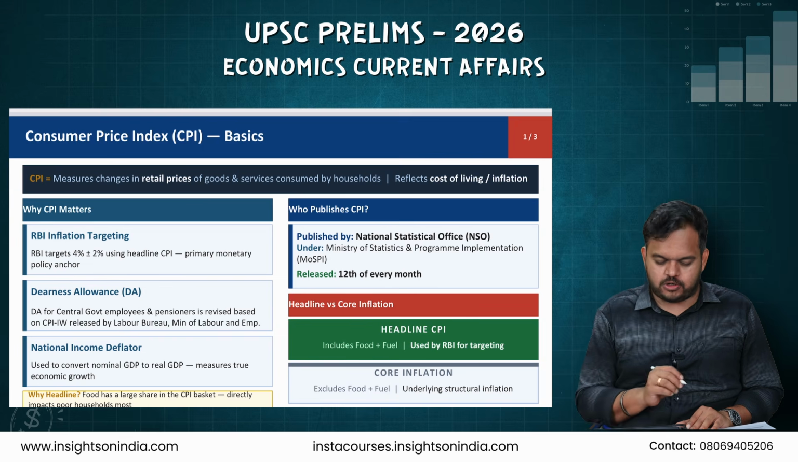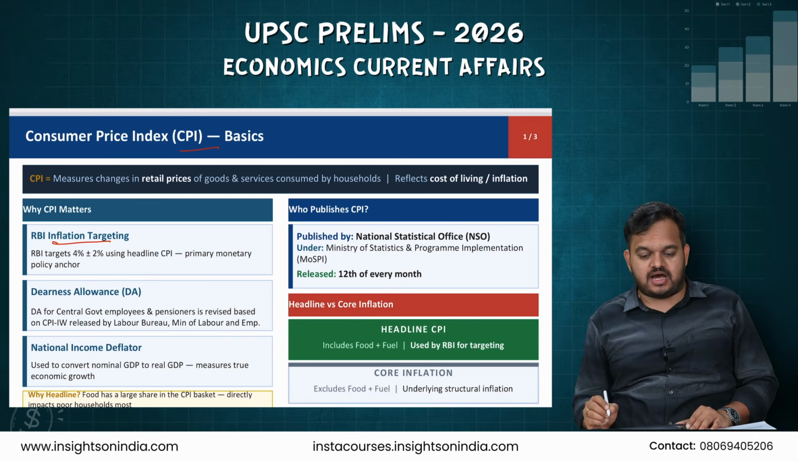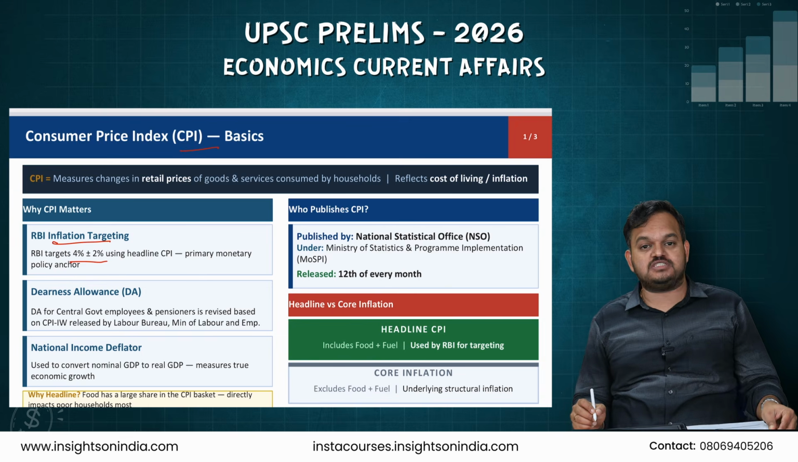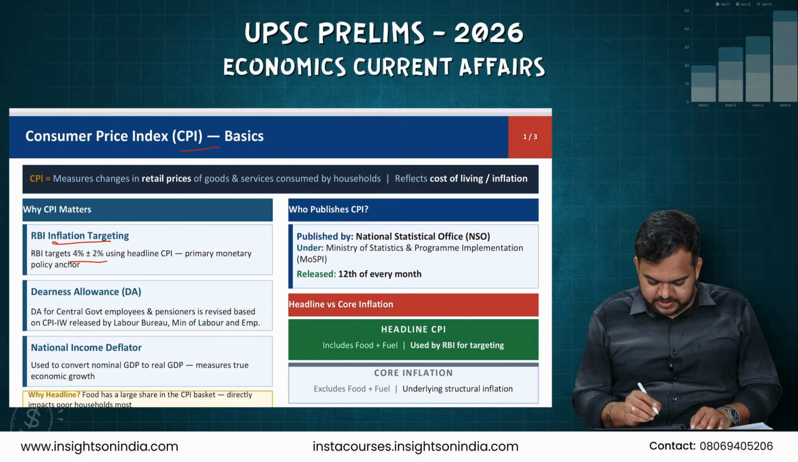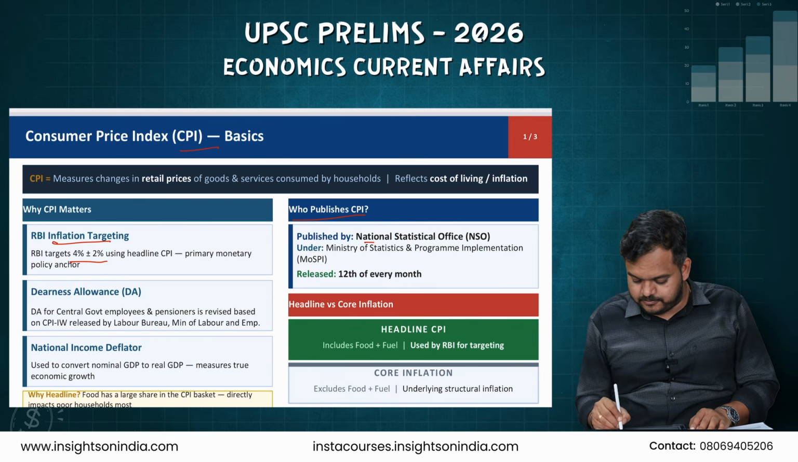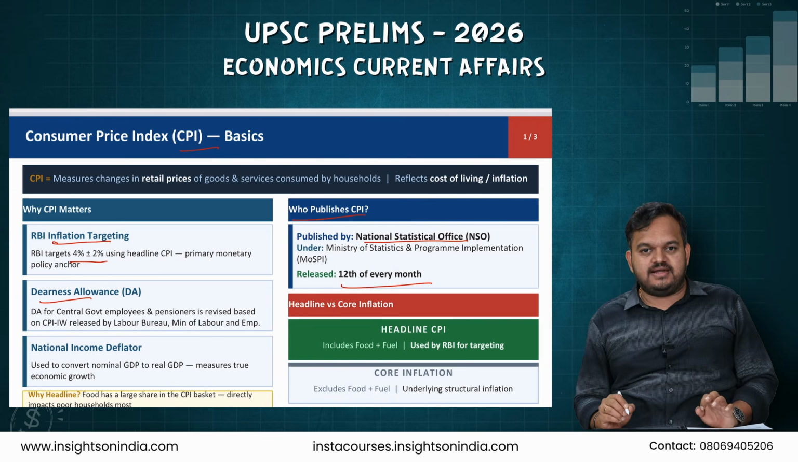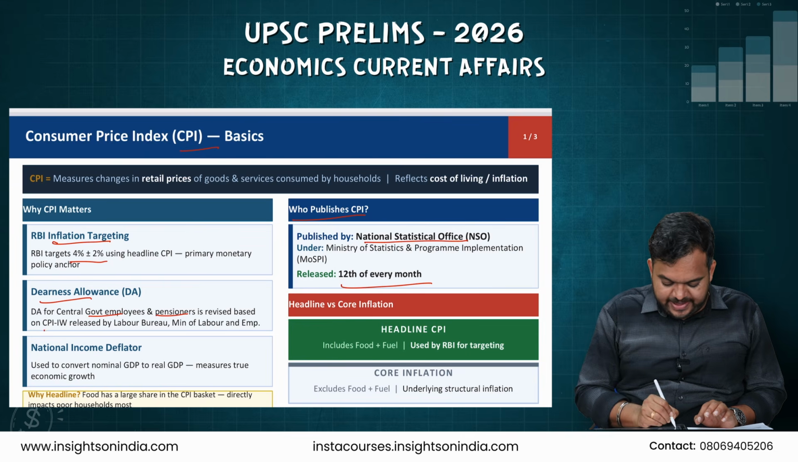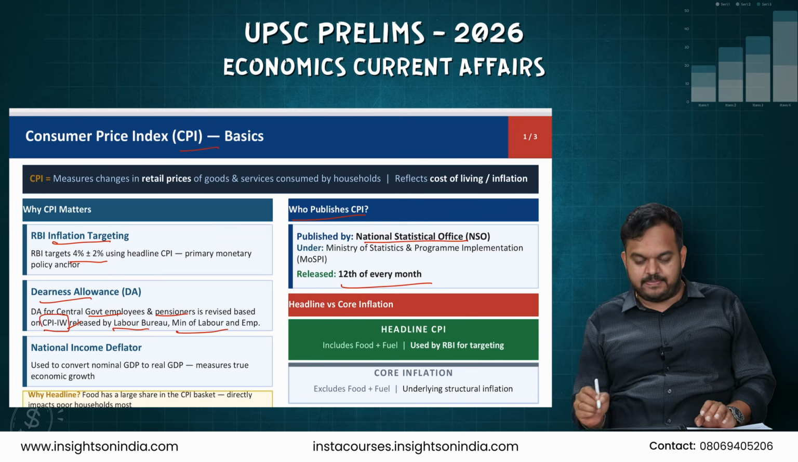So let's move on to another important topic, that is CPI. Let us touch upon the basics, right? It is used for RBI inflation targeting. RBI is responsible to manage the inflation rate within the range of 2 to 6%, that is 4 plus or minus 2%. Who publishes CPI? NSO. How often? 12th of every month. There is also a question regarding dearness allowance. Dearness allowance is calculated for central government employees and pensioners based on CPI-IW, not CPI, it is CPI-IW. IW stands for industrial workers. It is different because it is released by the Labour Bureau, that is the Ministry of Labour and Employment.